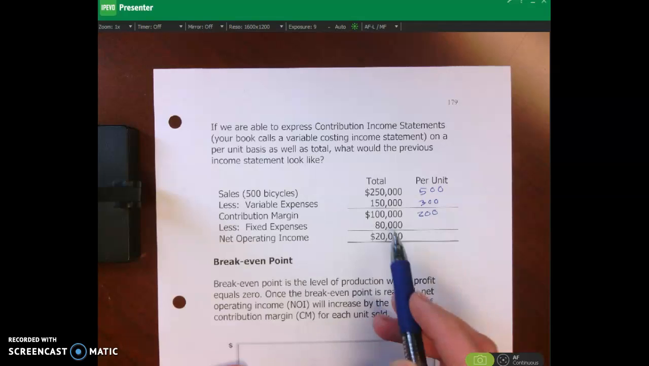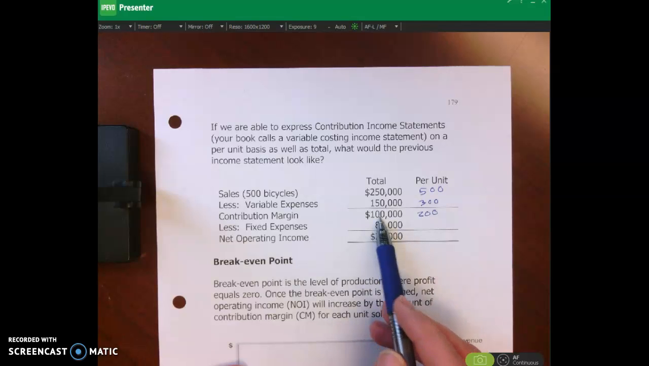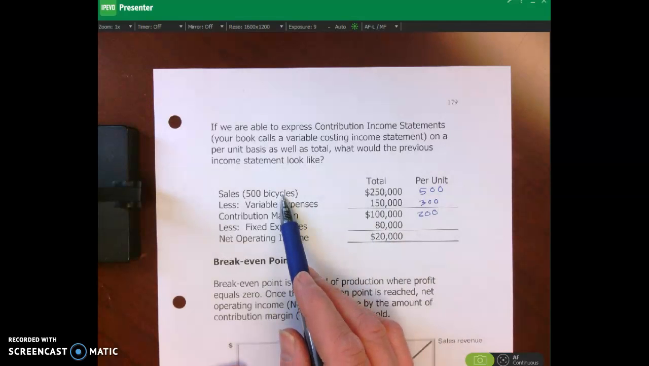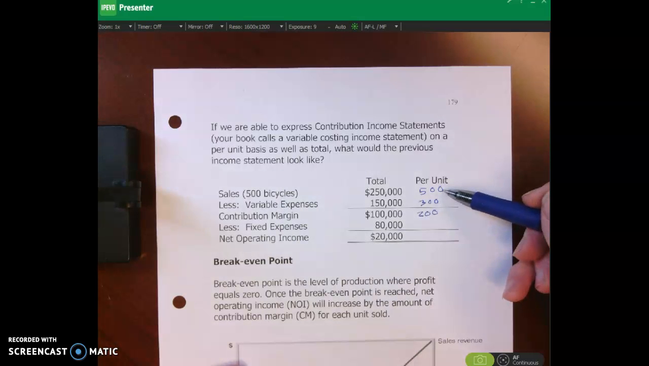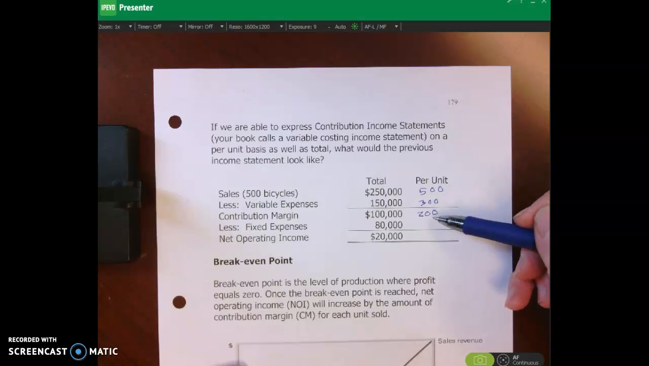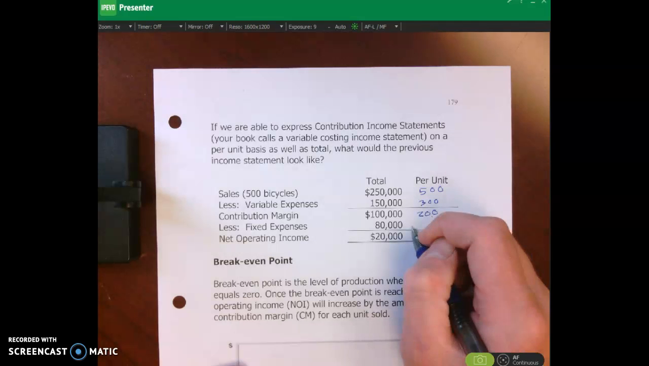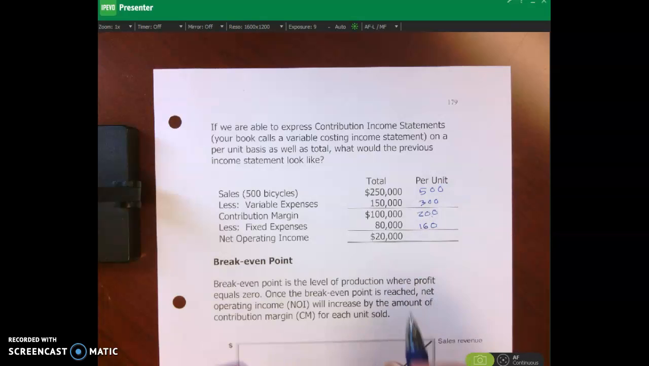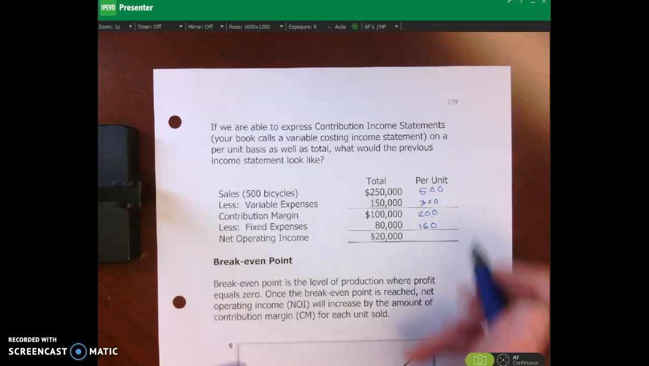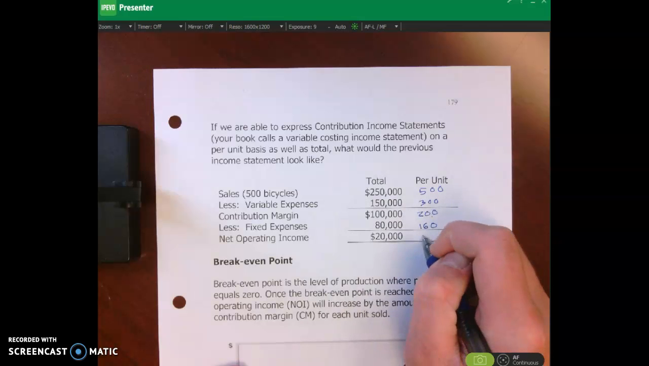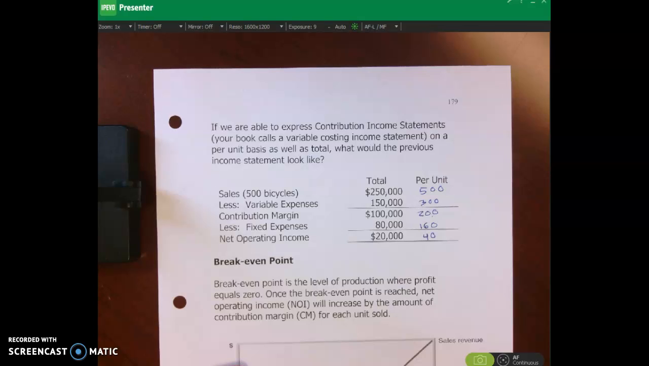How do I get that? Well, I could take my 100,000 divided by my 500 bikes to give me 200, or I could just subtract my variable expenses per bike from my sales price to give me my contribution margin per bike. I can put my fixed expenses on a per unit basis as well. I can take my 80,000 divided by my 500 to get 160, and then I can put my profit on a unit basis as well.